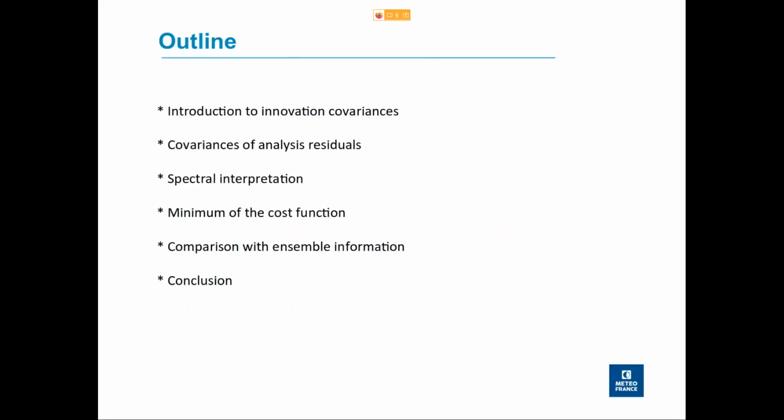So here is the outline of the talk. After the introduction, I will present the method based on covariances of analysis residuals, and then their spectral interpretation, followed by the method based on the minimum of the cost function, before illustrating some comparison with ensemble information and some conclusions. So we can start with the introduction to innovation covariances.